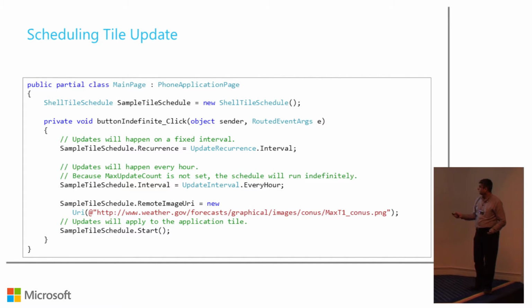So you create a new shell tile schedule. Right? This is going to initiate this schedule. You update the interval, and you say the interval is going to be every hour. You provide the URI from where you want to bring the image, and then you start the schedule. Now this is something that you could generate on the server side, and every hour you could have a new image generated on the server, and then your schedule is going to just go and pick up that image and update it on the client. Clear?